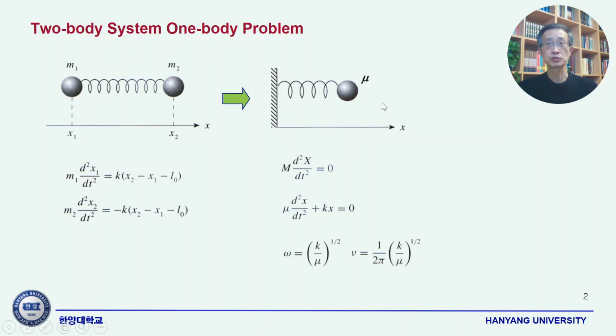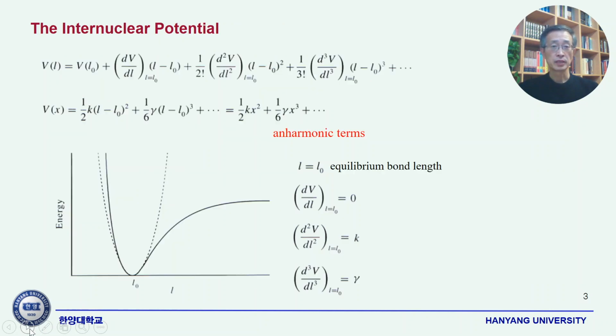So that's the relation to obtain the reduced mass mu, and the relative motion is described by this equation of motion. Here we note that the angular velocity is the square root of k over mu, and the frequency is 1 over 2 pi times the square root of k over mu. That's the frequency nu, okay? All right, and one more.